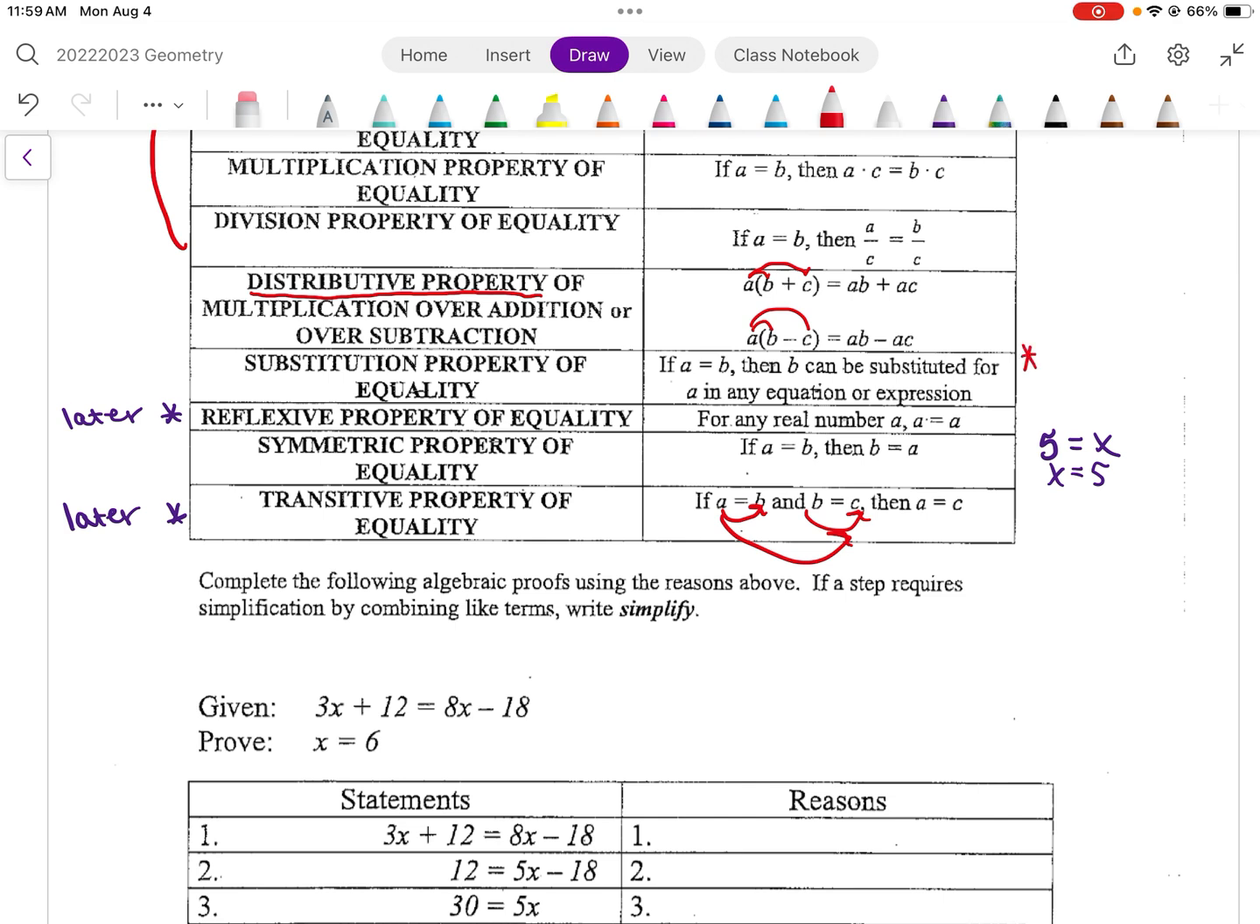I will give you another heads up. This substitution one is often used when we combine like terms.